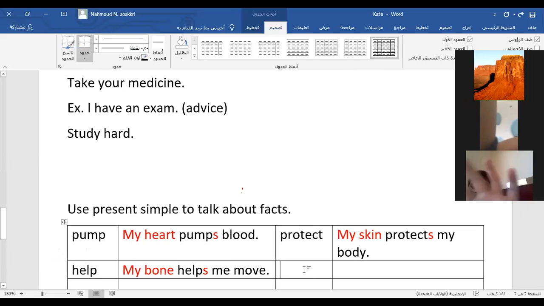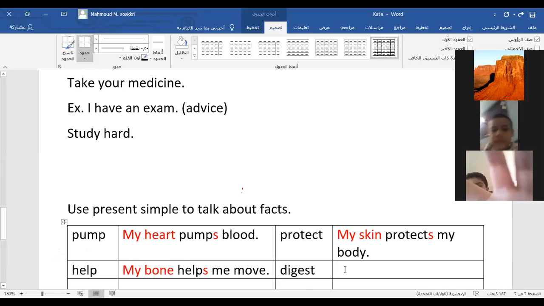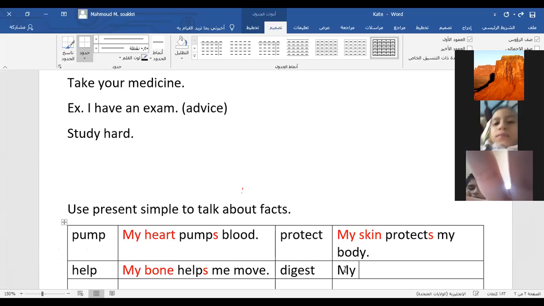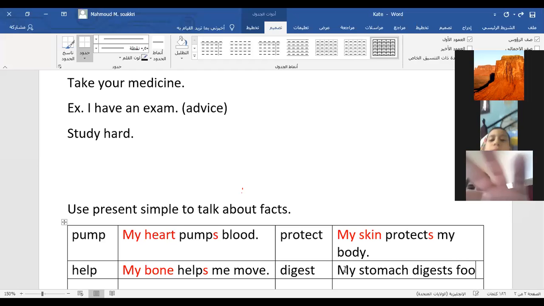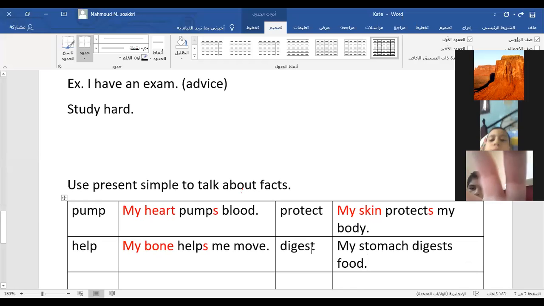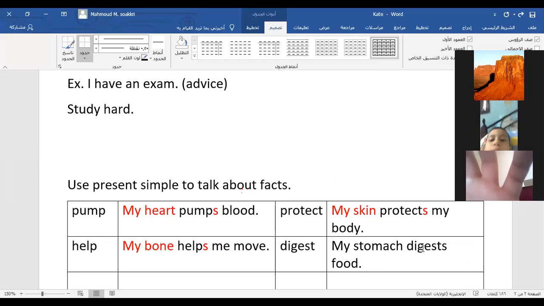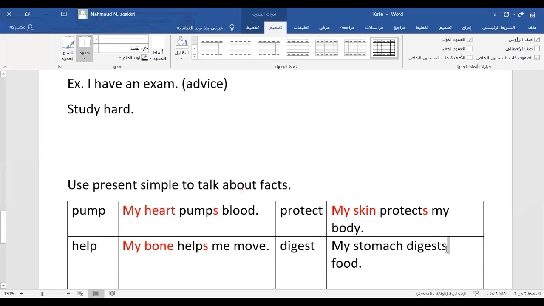Another example, the verb digest. Digest means to mix things together. For example, my stomach digests food. Here the verb digest ends with T, but in the example we add S. We add S to the verb because the subject, my stomach, is singular.